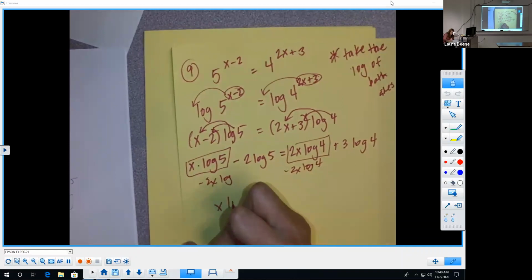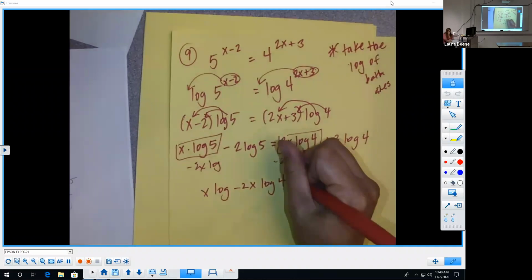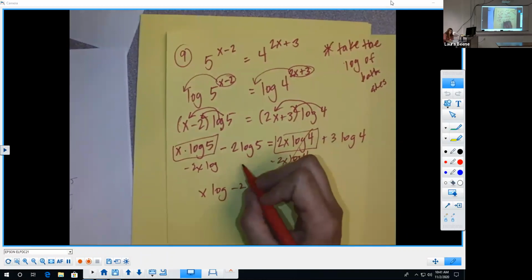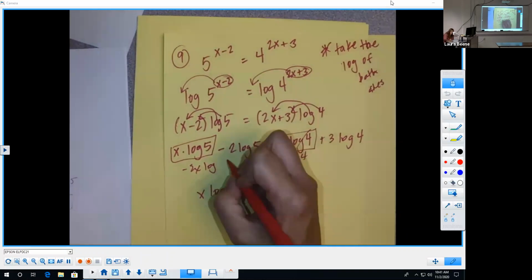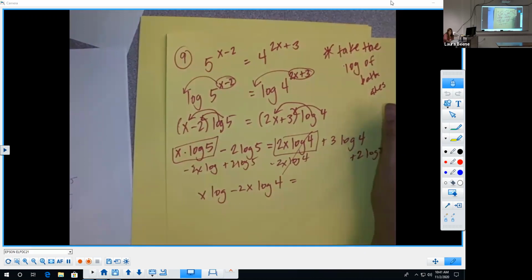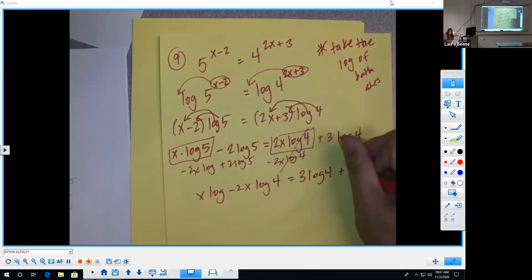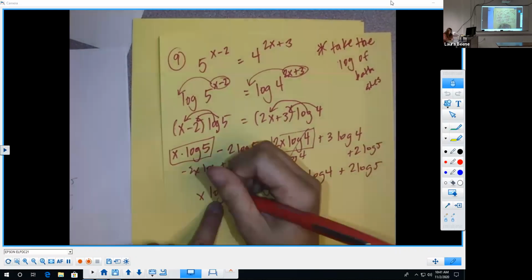And I'll get x log 5 minus 2x log 4 equals, this 2 log 5, minus 2 log 5, that's just a number. I'm going to move it over here with this other number. So I'm going to add 2 log 5. So on the right-hand side, I just get 3 log 4 plus 2 log 5. Oh, I left this log off. The x log 5. There we go.